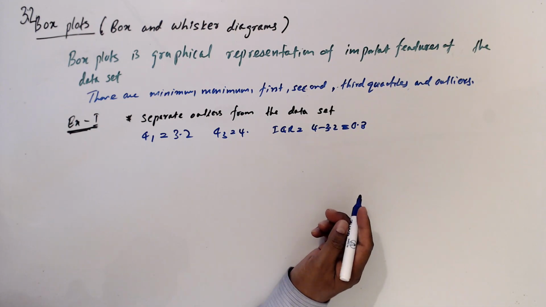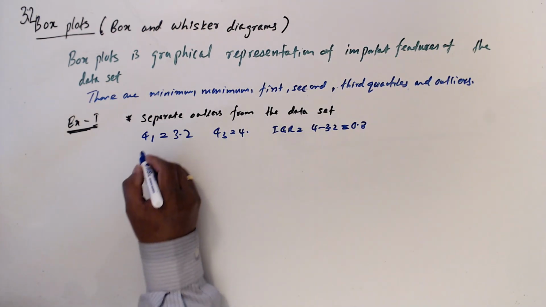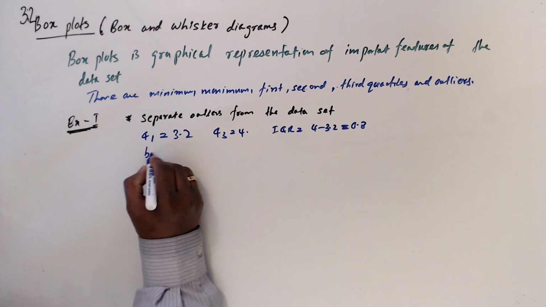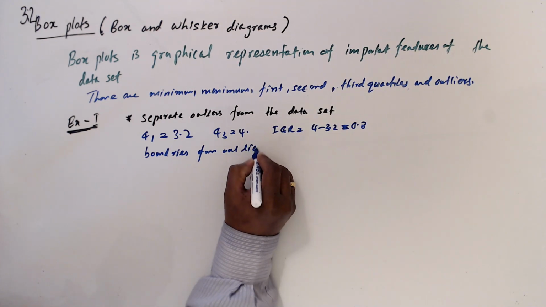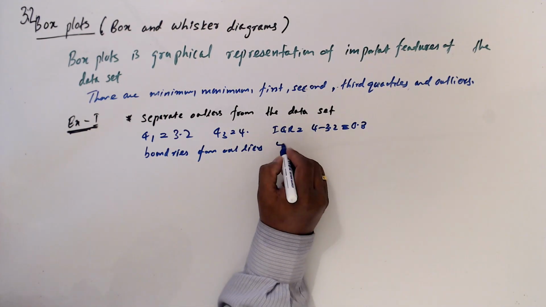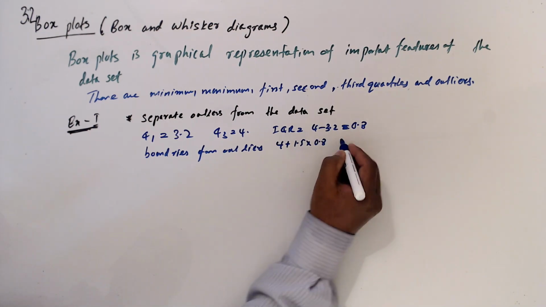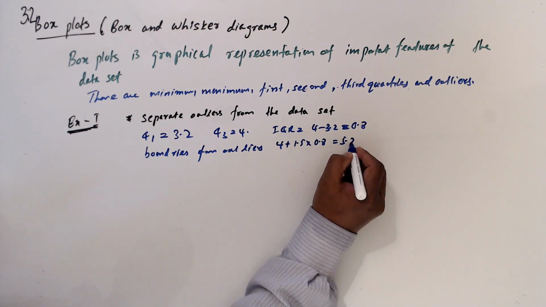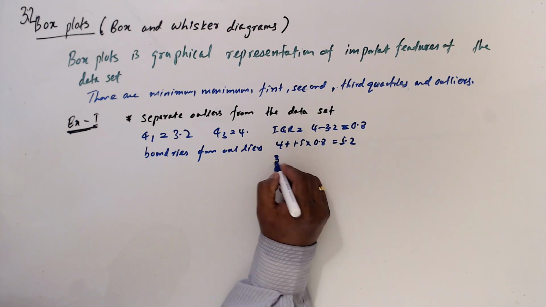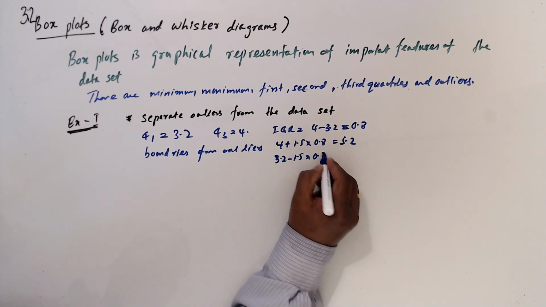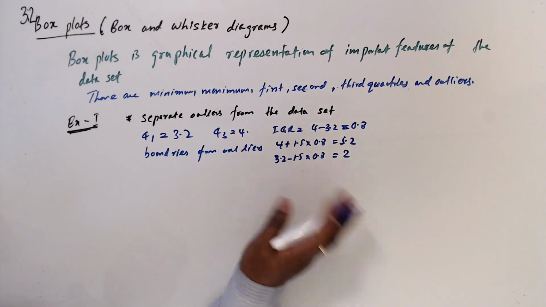Then we need to find the boundaries for outliers. Upper is 4 plus 1.5 times 0.8, and we get 5.2, and lower is 3.2 minus 1.5 times 0.8, so that is going to be 2. Now we have the boundaries.